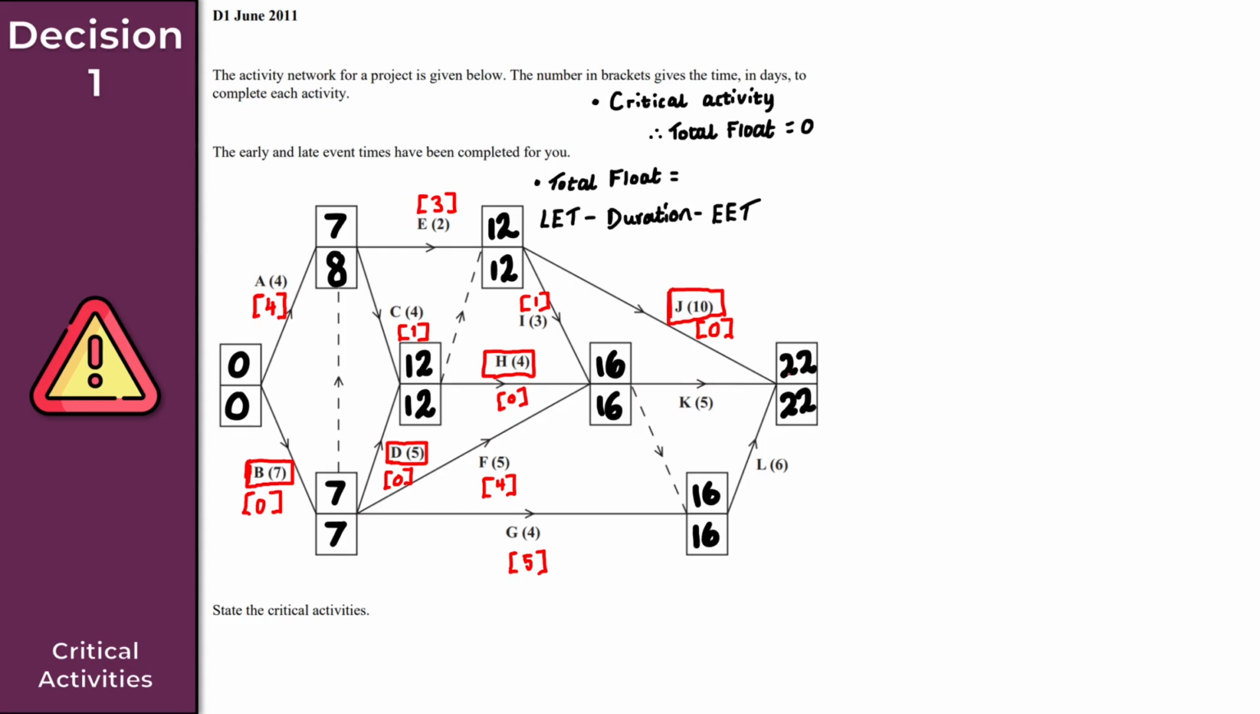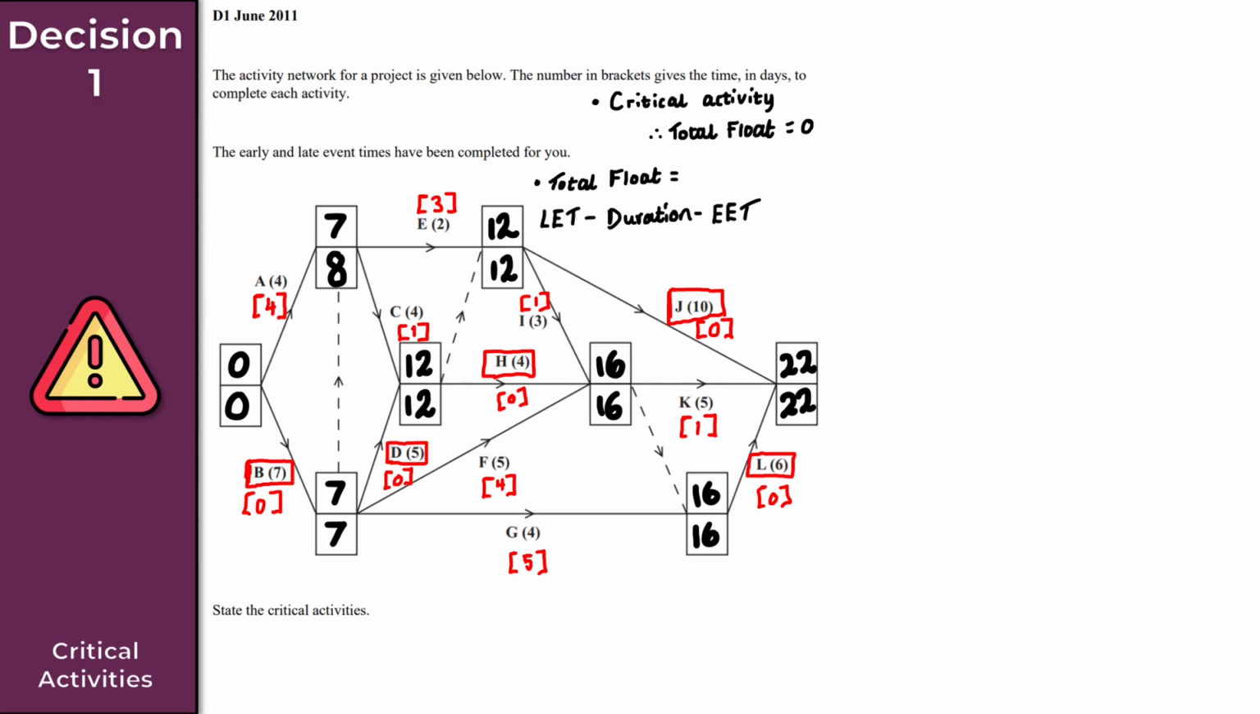Activity K now, so I do 22 minus 5, which is 17, minus 16, and that gives us a total float of 1. And then finally, just this final activity here, activity L, I do 22 minus 6, which is 16, minus the early event time of 16, and we get a total float of 0. And again, we found another critical activity.